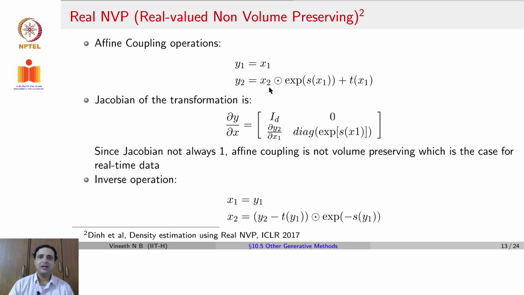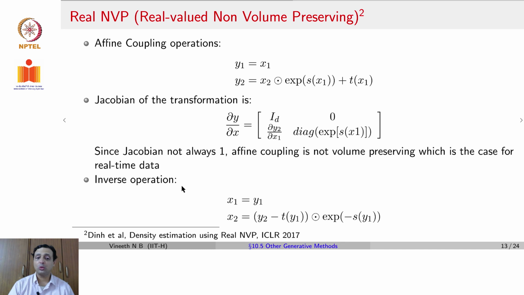For example, if we gave z, the random variable that we considered for normalizing flow, to be a unit Gaussian, expecting that any real world data distribution will also have the same volume as that unit Gaussian may not be a very correct assumption. So in that sense, real NVP is more realistic.